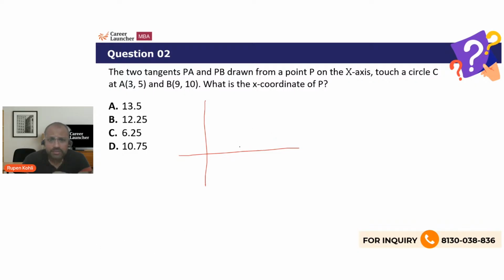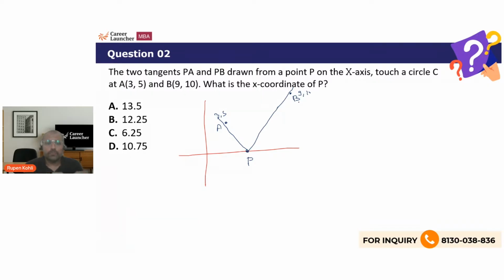So I'm just going to draw the tangents which he's talking about. P is a point on the x-axis, right? So somewhere there is a point P, and there's a point (3, 5), and there's another point somewhere (9, 10), and tangents are drawn. So PA and PB are drawn. That's all that we know. Obviously, A and B are the points of tangency.